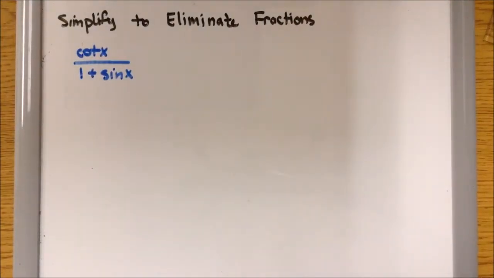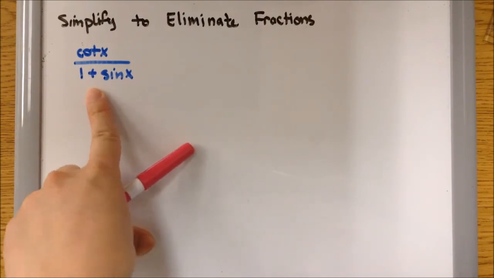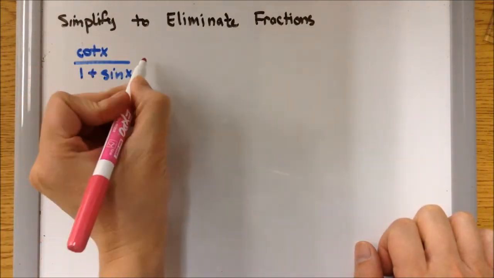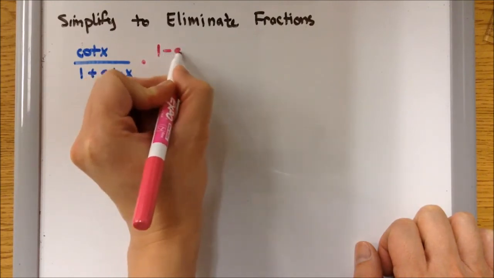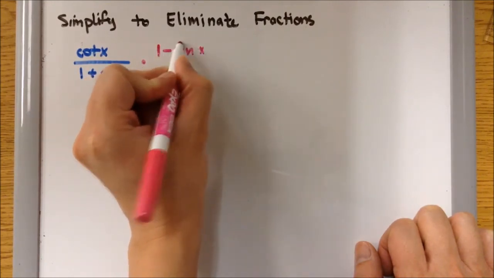Alright, here we have a second example. Again, we're trying to simplify to eliminate fractions. Now, if you have a fraction and say you have a denominator of 1 plus sine x, you can multiply it by the conjugate. So the conjugate is going to be the opposite sign. So I'm going to multiply top and bottom by 1 minus sine x. So that's all I did.